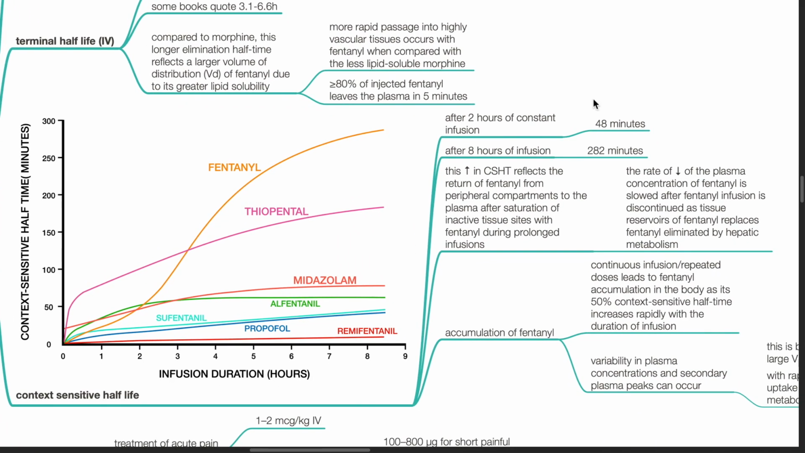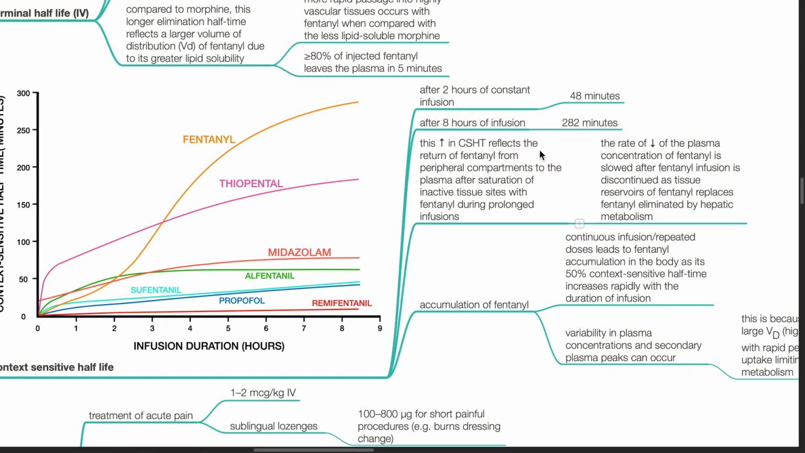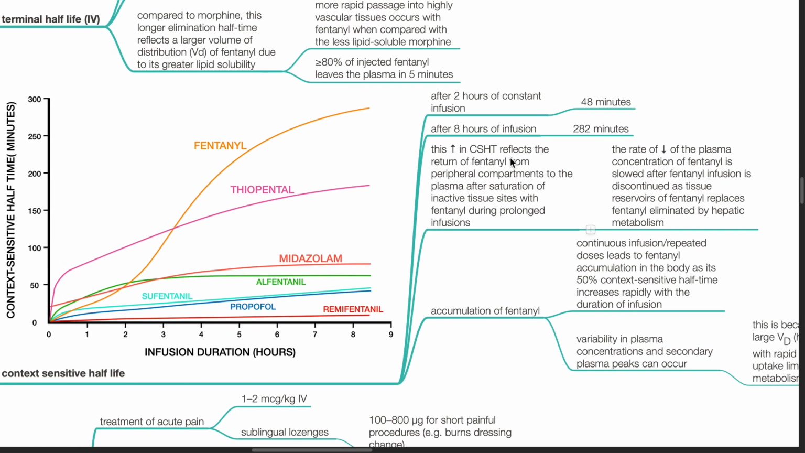Context-sensitive half-life. After 2 hours of constant infusion, the context-sensitive half-life of fentanyl is 48 minutes. After 8 hours of infusion, it is 282 minutes. This increase in context-sensitive half-time reflects the return of fentanyl from peripheral compartments to the plasma after saturation of inactive tissue sites with fentanyl during prolonged infusions. The rate of decrease of plasma concentration of fentanyl is slowed after infusion is discontinued, as tissue reservoirs of fentanyl replace fentanyl eliminated by hepatic metabolism.